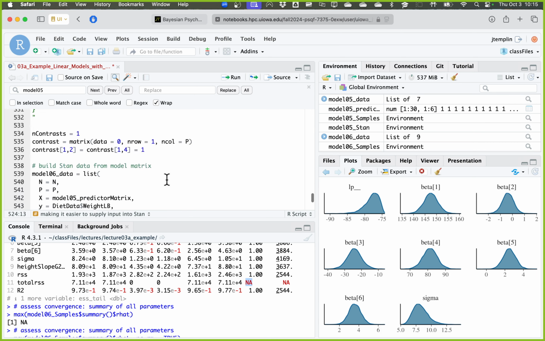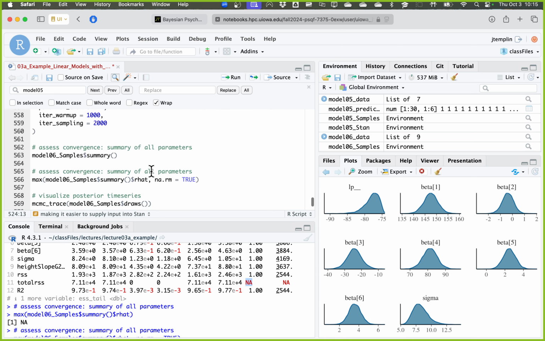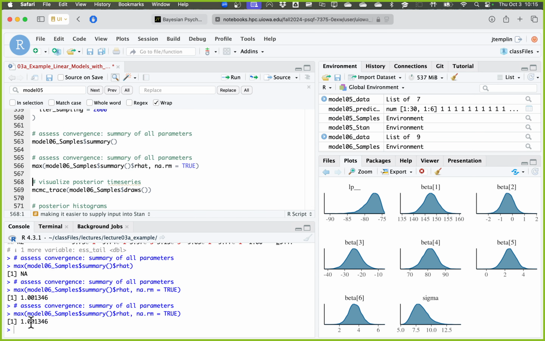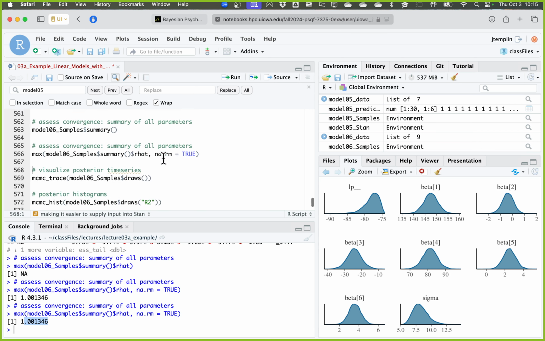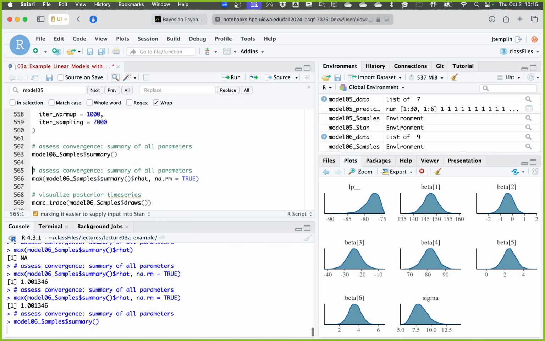And if you're calculating in generated quantities, you will have that. So you may have to say, what's my maximum r hat? You may have to just remove the NA values. When I do that, you'll see our maximum r hat shows it converged. So good times. Now let's go and take a look at the actual values of this.